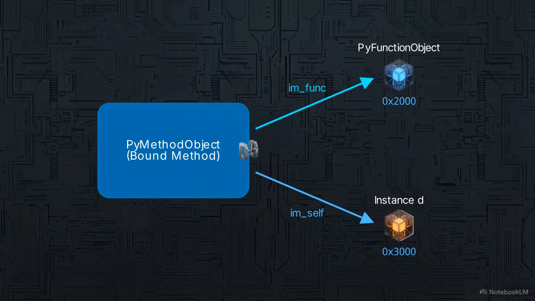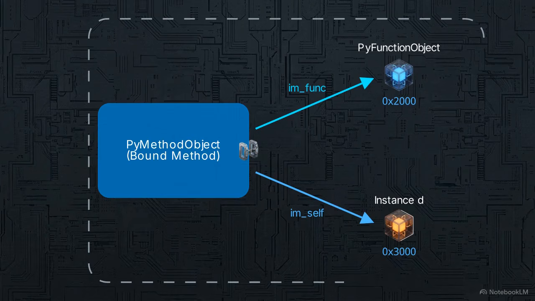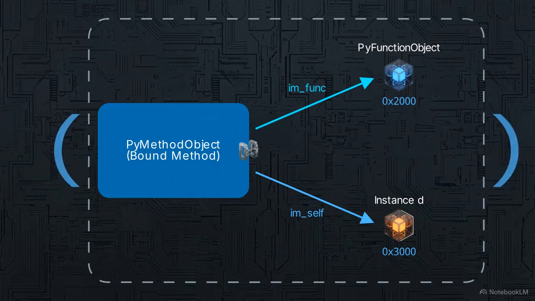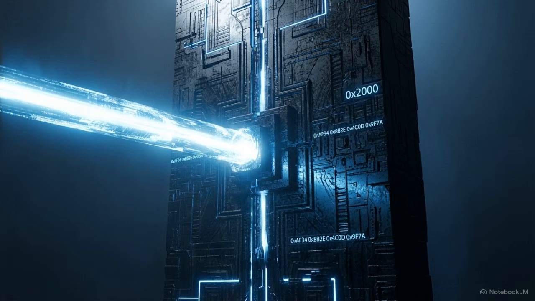By locking these two distinct references together into a single callable entity, Python ensures that when the function finally runs, it knows exactly which specific instance it is operating on. The bound method exists entirely to hold this specific state linkage in memory before we process the execution trigger, the open and close parentheses. Let's follow that im_func pointer into the function object at 0x2000.